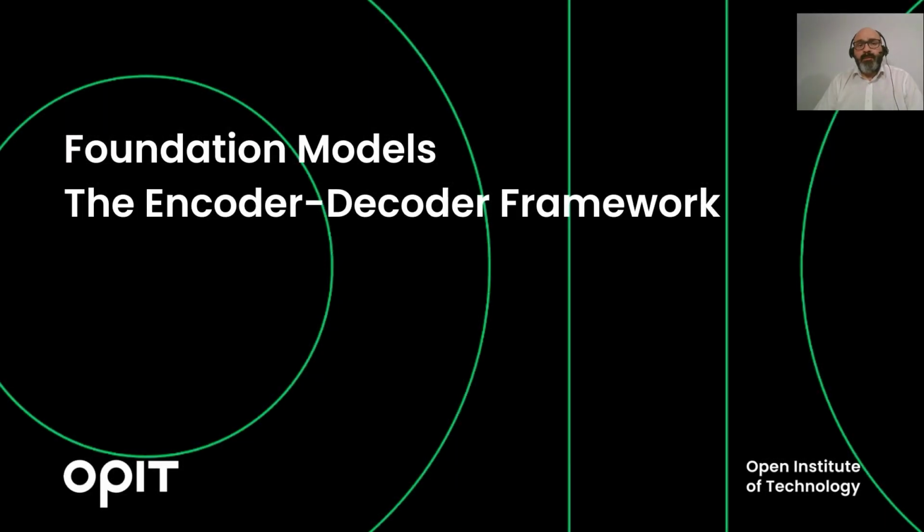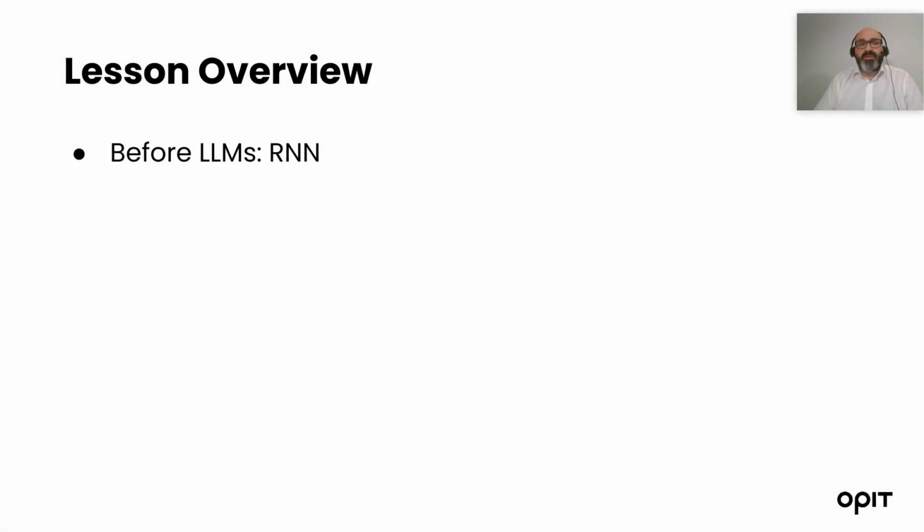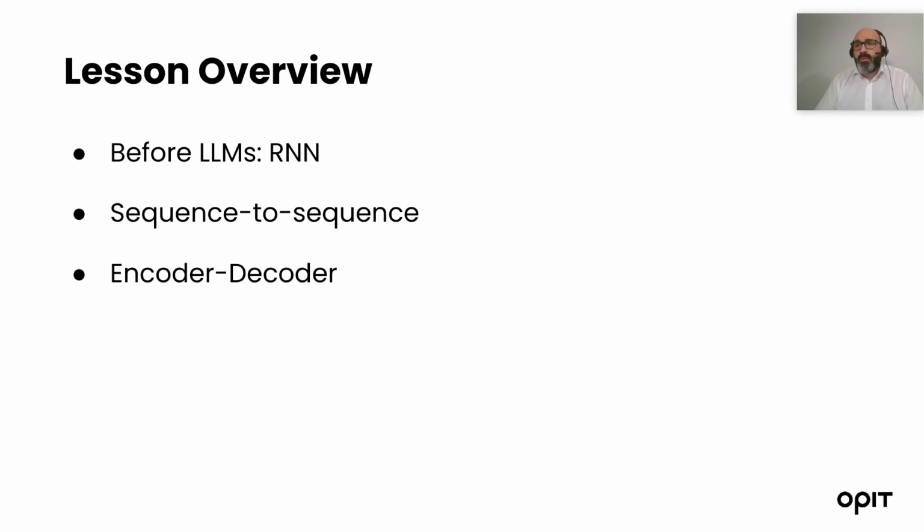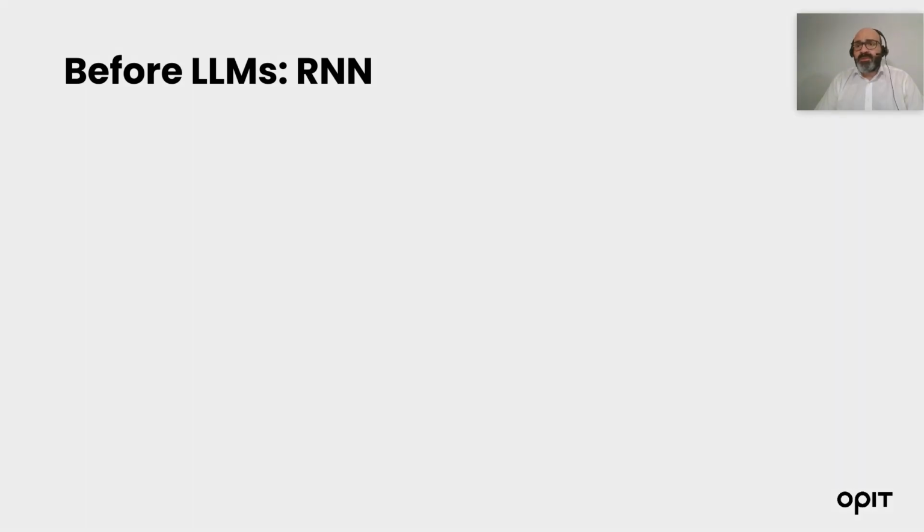Let's dive a bit more into technical topics regarding foundation models. In particular, today we will see the encoder-decoder framework. What we will see today is what came before the LLMs, in particular what are called recurrent neural networks. We will highlight a particular architecture known as sequence-to-sequence architecture, and finally we will describe a derivation of all these concepts into the encoder-decoder architecture. Let's go step by step.